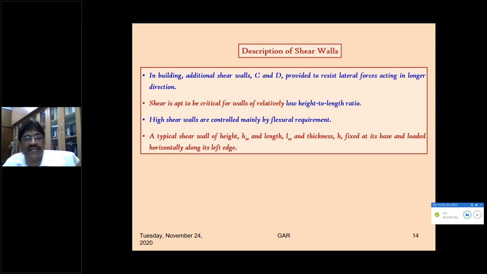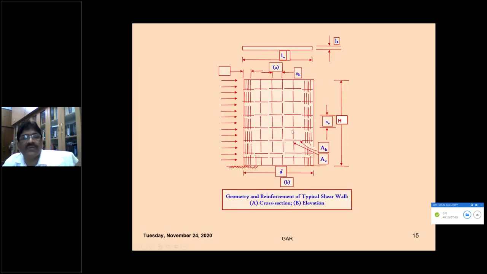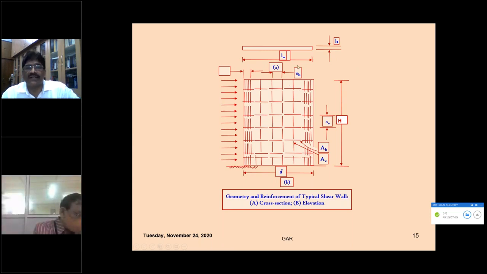So in a typical shear wall, we can see HW is the height, LW is the length, and the thickness is H. This is the typical wall, subjected to force like this. This is the plane of the shear wall, this is the alignment of the shear wall. The thickness of the wall is H, the length of the wall is LW, and the height of the wall is HW. Now the ratio of HW to LW is the aspect ratio. The shear walls are classified according to the aspect ratio as stout walls or squat walls, or slender walls.